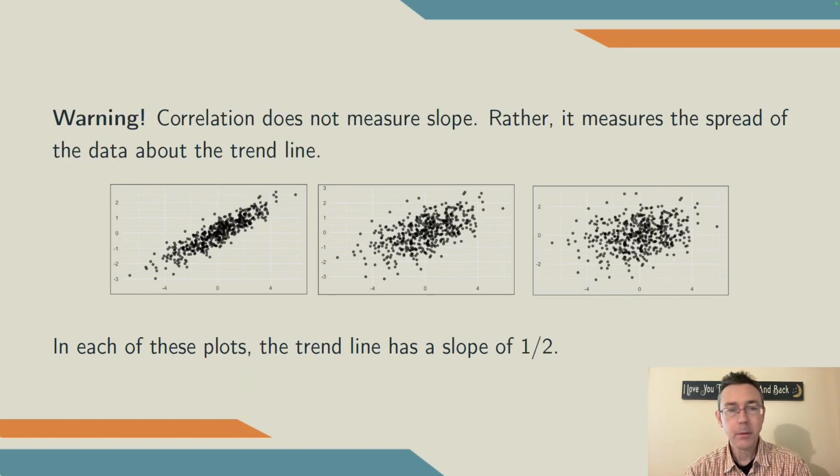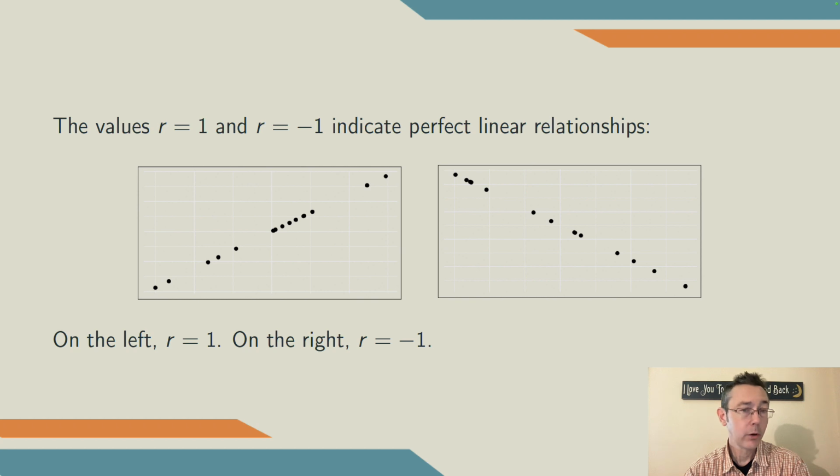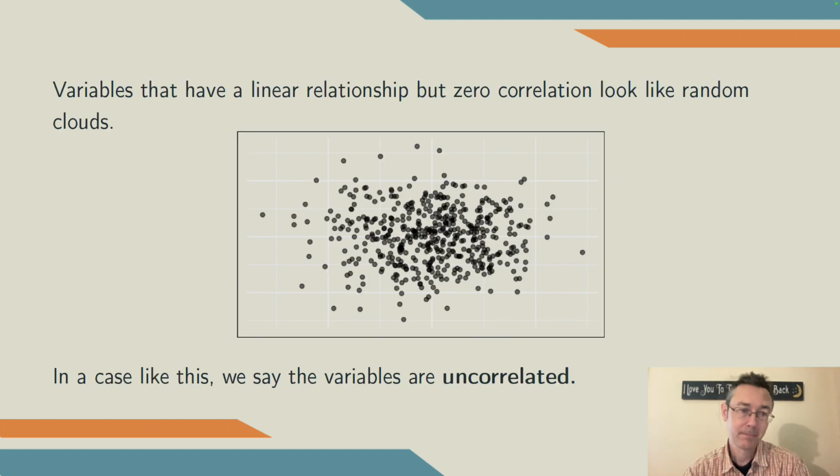You have to be really careful to remember that correlation is not measuring slope. Instead, it's a measure of spread. So in the plots on the last page, the top 3, the ones with the positive associations, the positive correlations, all have slope of 1/2, even though the correlations are very different. If you have a correlation of 1, that's indicating a positive relationship that is a perfect linear relationship. And if you have a correlation of -1, you have a perfect negative linear relationship. Notice again, we're not talking about slope here. We're just saying the points lie exactly on a line with positive or negative slope, respectively.